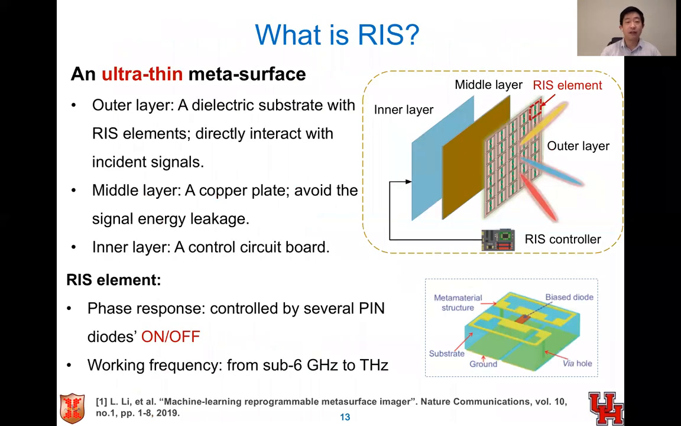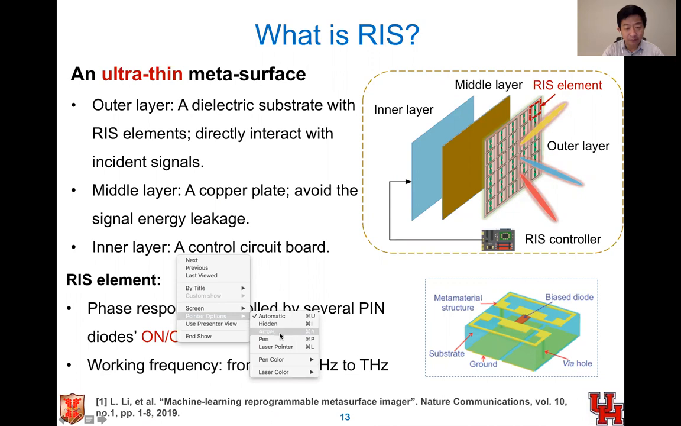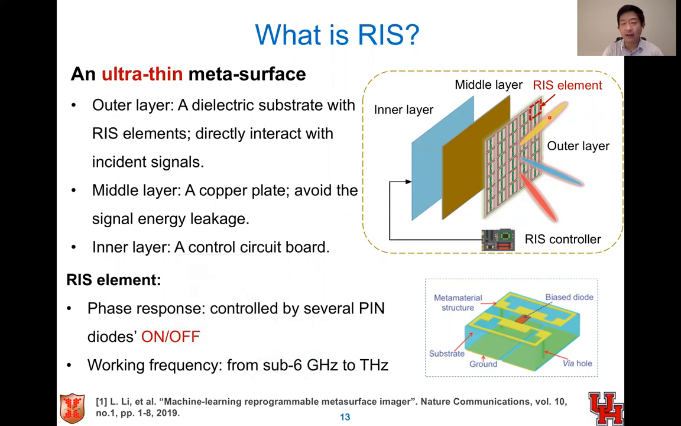Okay. So what is RIS? RIS is an ultra-thin metal surface. For the outer layer, hold on a second. For the outer layer, they have a dielectric subsurface of the RIS element, and it directly interacts with the incident signal. So basically, this is like backscattering. You can switch it on and off to reflect or not reflect.